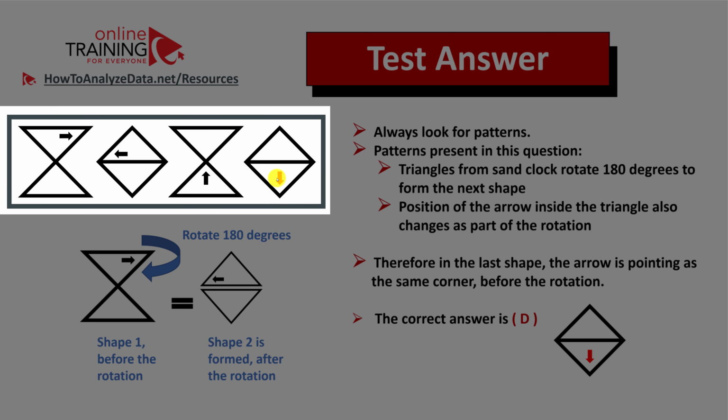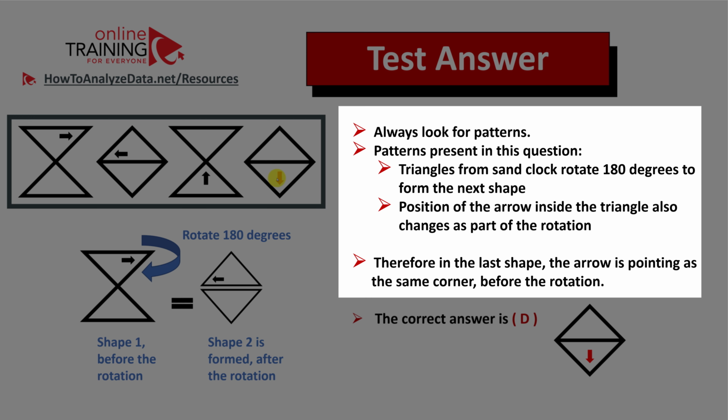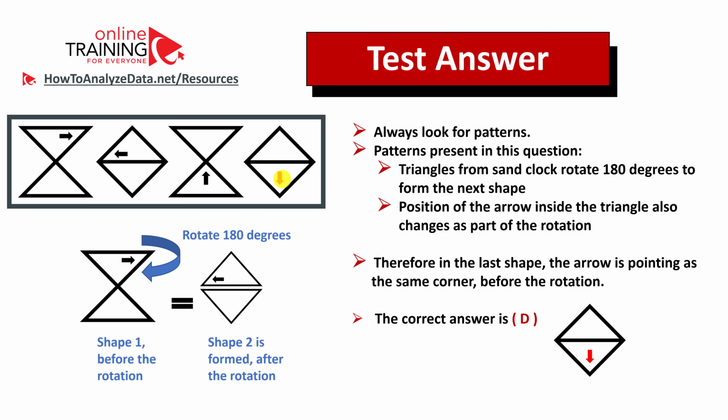Let's recap. Always look for patterns. Patterns presented in this question consist of 2 items. Triangles from the sand clock rotate 180 degrees to the next shape. And the position of the arrow is determined based on the rotation. This is why the next shape will be the one with the arrow pointing at the same corner as it was before the rotation. Hopefully you've nailed this question and now know what to look for on the real test.